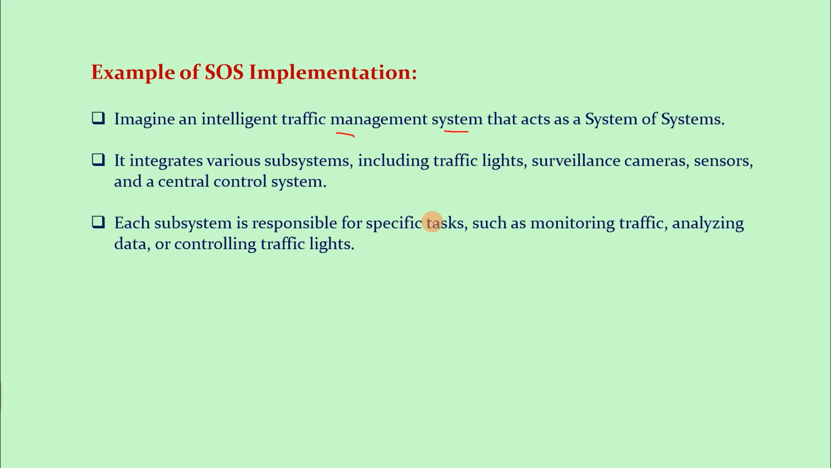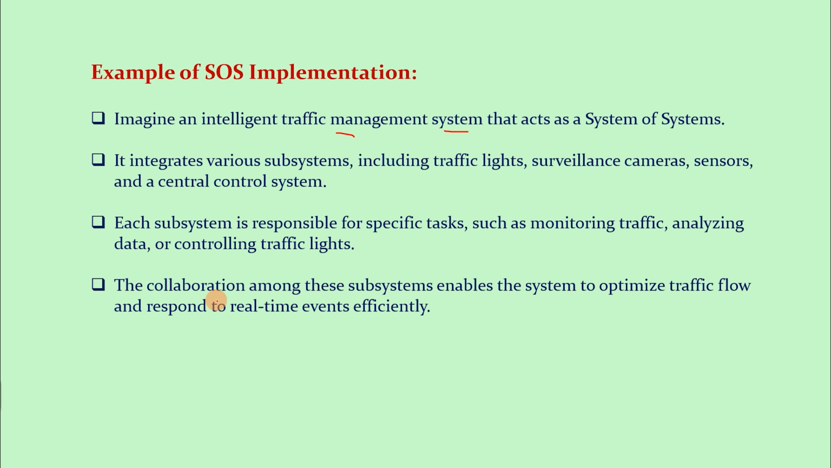So each of the independent subsystems is doing their own task. They are not interfering in the task of any other subsystem. Cameras are doing their task, sensors are doing their task, and traffic lights are doing their task. So collectively they are making an SOS, that is systems of systems. The collaboration among these subsystems enables the system to optimize traffic flow and respond to real-time events efficiently. So I hope you got this point.